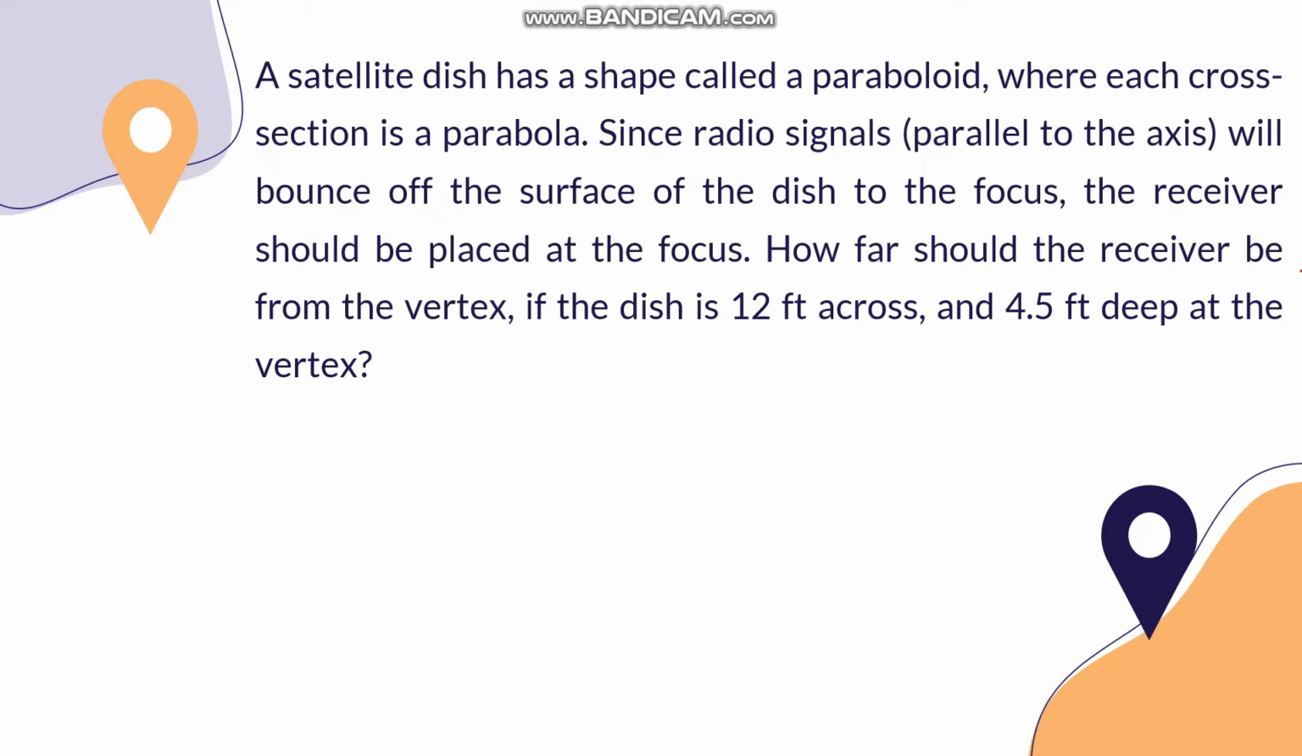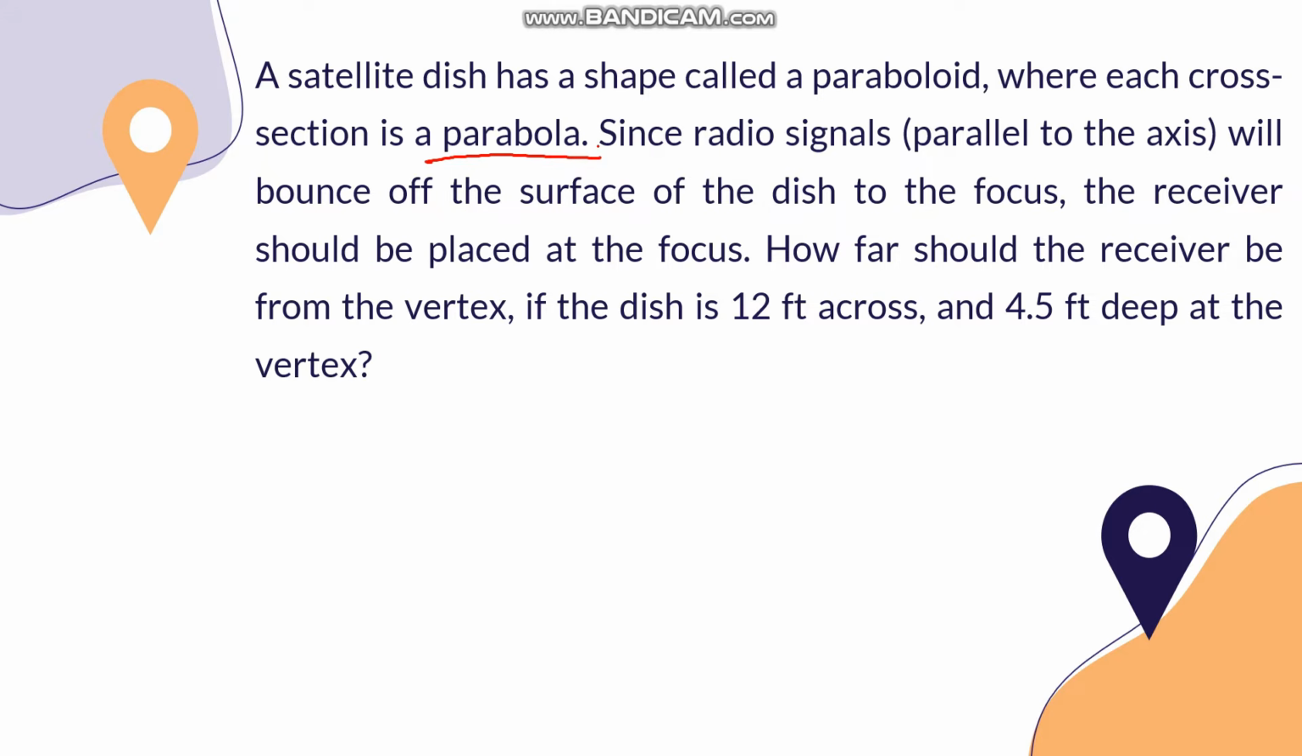Next problem. A satellite dish has a shape called a paraboloid, where each cross-section is a parabola. Since radio signals parallel to the axis will bounce off the surface of the dish to the focus, the receiver should be placed at the focus. How far should the receiver be from the vertex if the dish is 12 feet across and 4.5 feet deep at the vertex? Obviously, in this word problem, we are referring to parabolas.